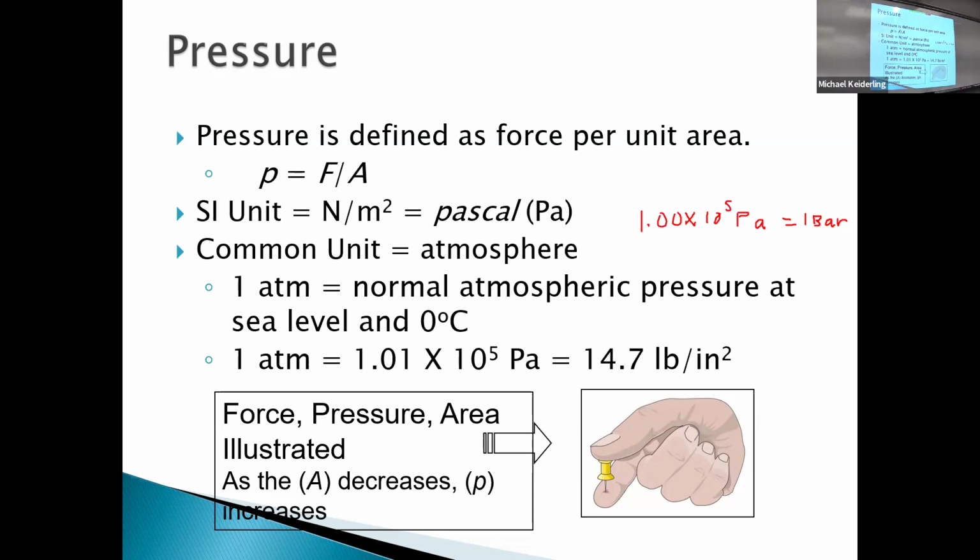Another common unit is an atmosphere. It's the normal atmospheric pressure at sea level and 0 degrees Celsius, which is 1.013 bar. Actual atmospheric pressure varies. So right now, the atmospheric pressure, according to the barometer on the wall, which reads a little high, is something like 1.025 bar.